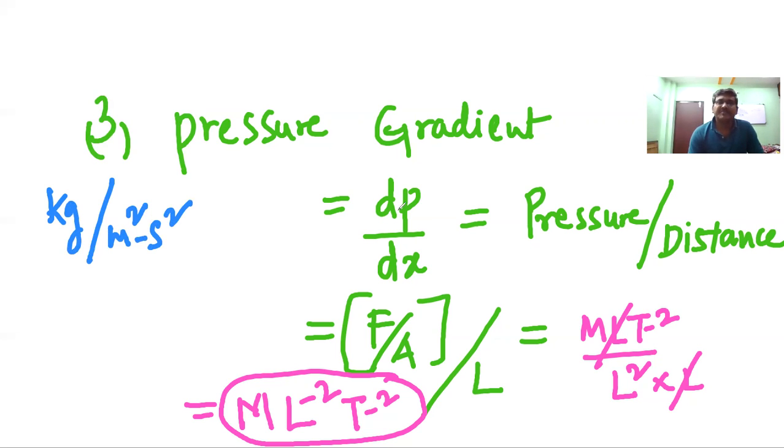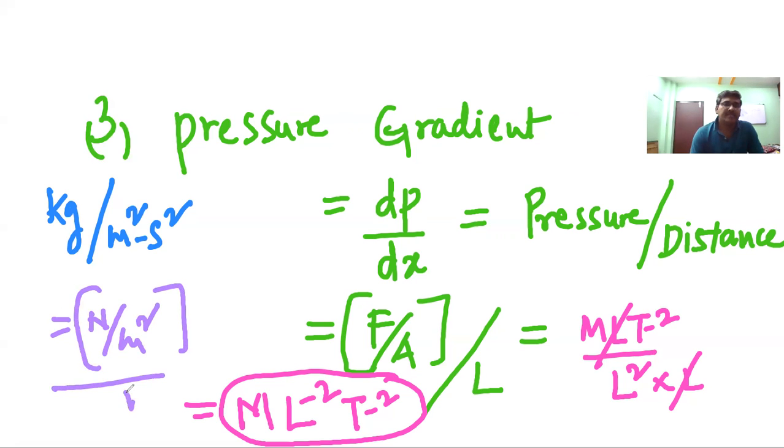However, you can also express this pressure in terms of the other also. Newton per meter square is Pascal. So here observe, Newton per meter square is the Pascal, is the pressure, divided by the length L, that is the meter. So you can simply write this as Newton per meter cube. This is the unit for the pressure gradient.